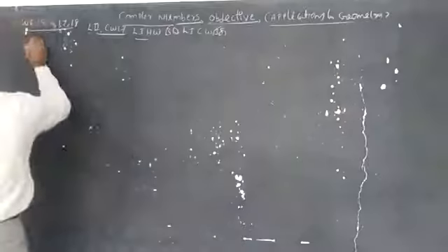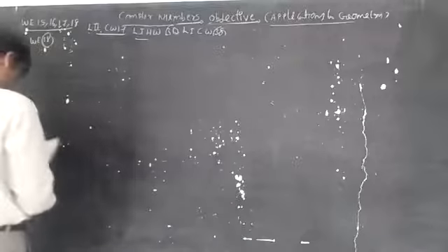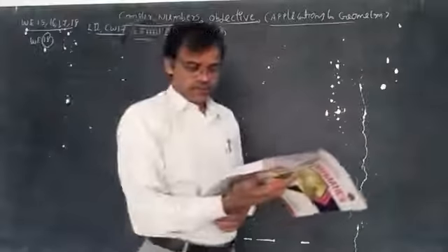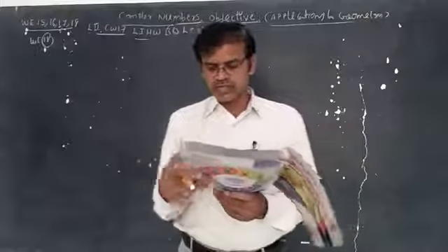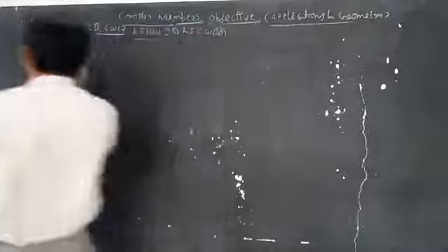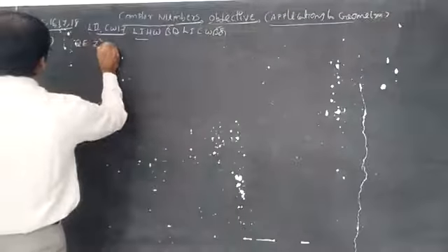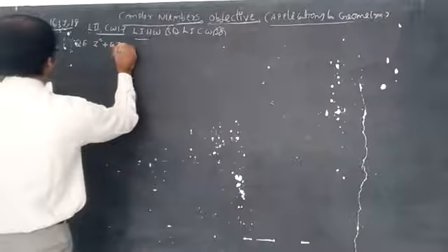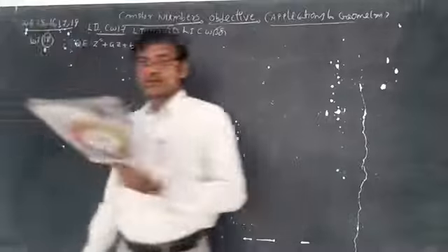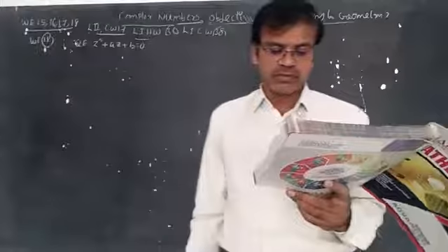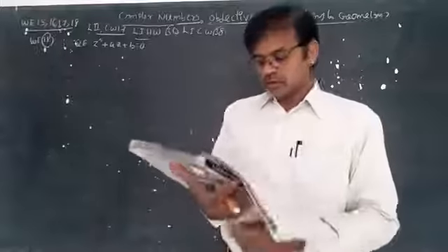Worked example 18. If Z1, Z2 are roots of the given quadratic equation Z square plus AZ plus B is equal to 0, and Z1, Z2 are the vertices of an equilateral triangle, then A square minus 3B.